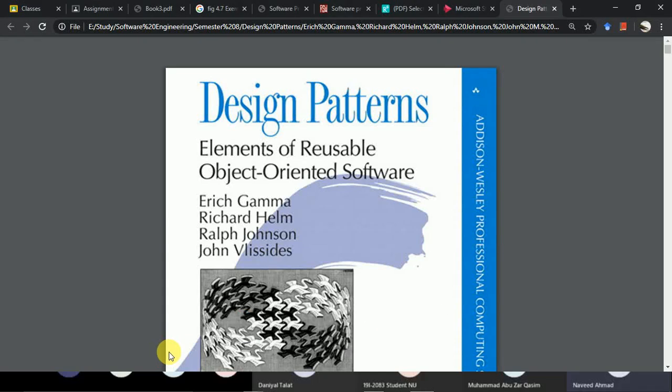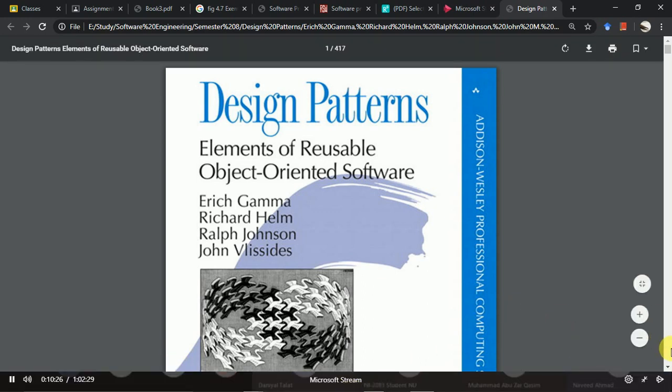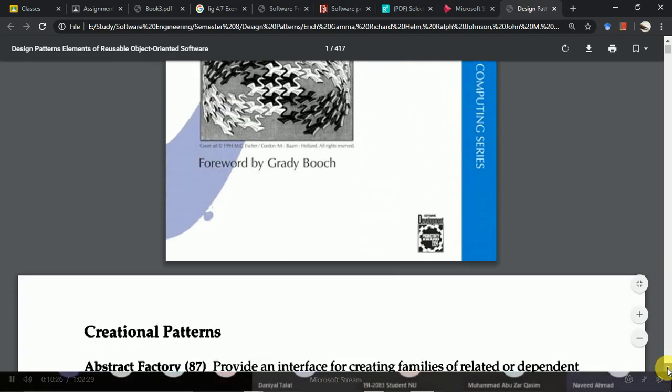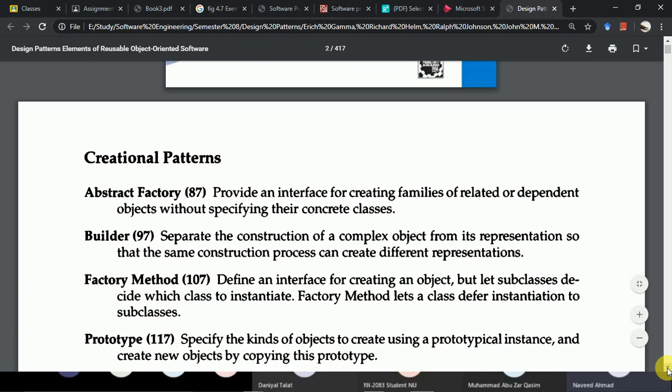In this video, we will see the catalog of design patterns from the famous book written by the Gang of Four, named Elements of Reusable Object-Oriented Software. So in the last video, we saw the three categories of design patterns that are creational, structural, and behavioral. So today we will have some look at the types of patterns that we have in those three categories.